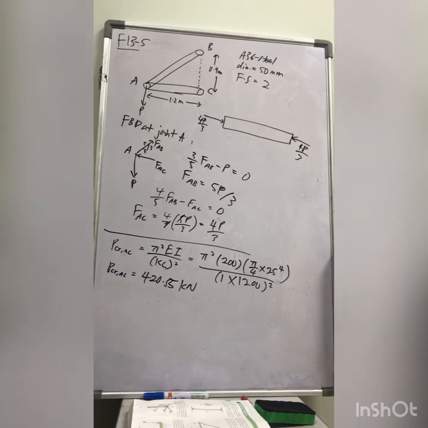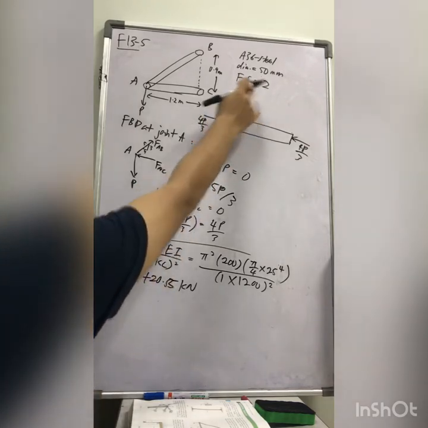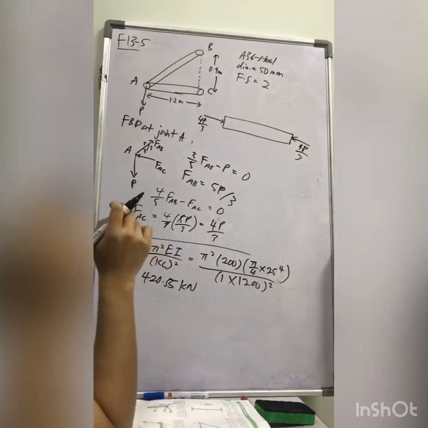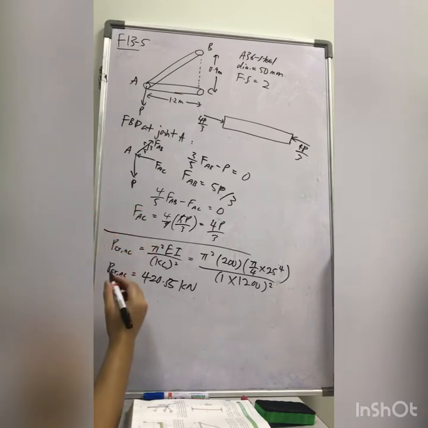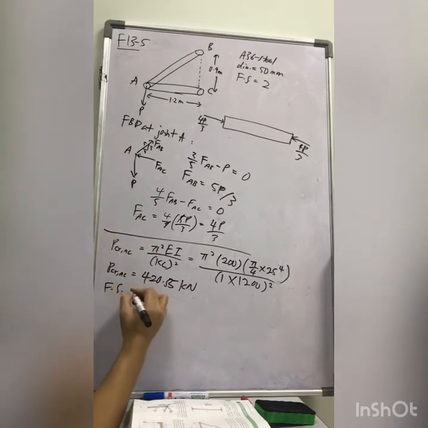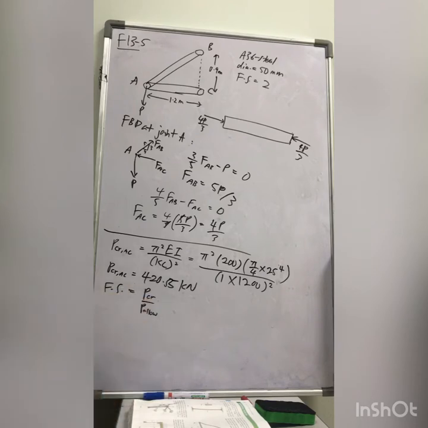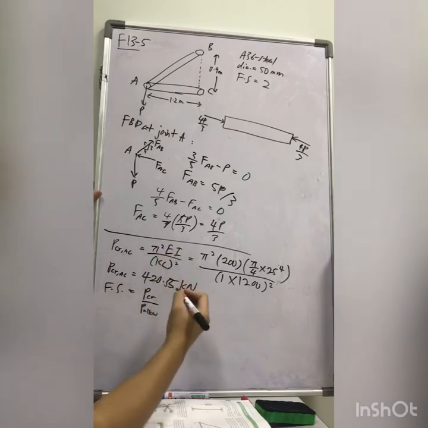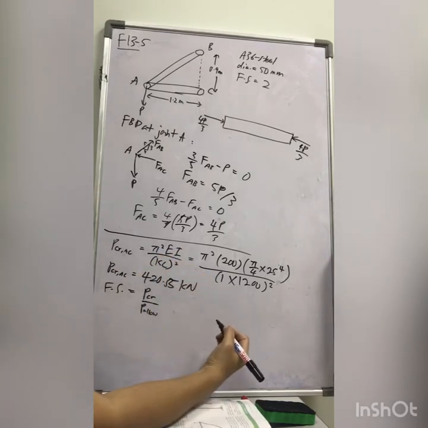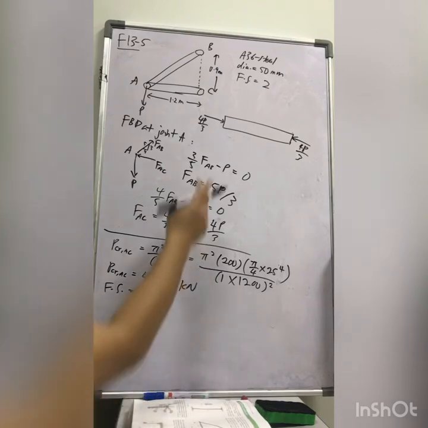Oh, before that, I forgot. Though you have this P critical, we talk about the factor of safety of 2 against buckling. So you need to use this factor of safety of 2, which is defined as P critical over allowable. So the one that you want to use is the allowable, not the P critical itself, because you want to put in some safety measure. So you use the factor of safety.